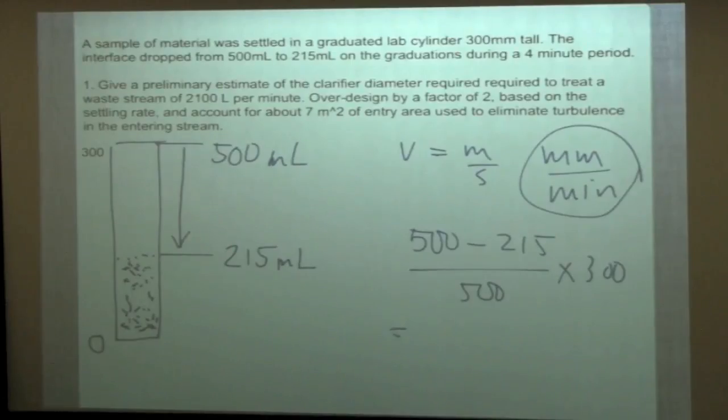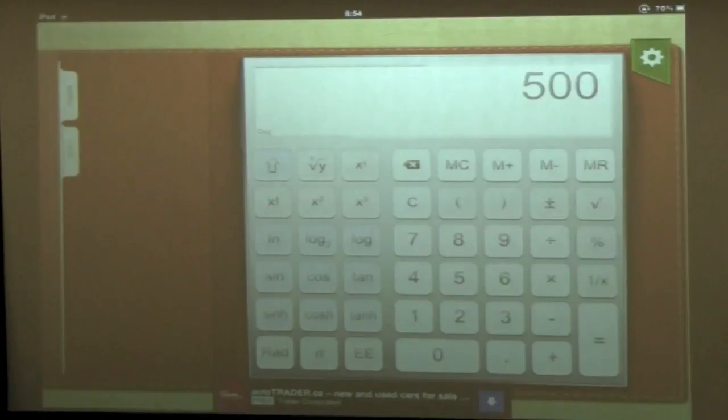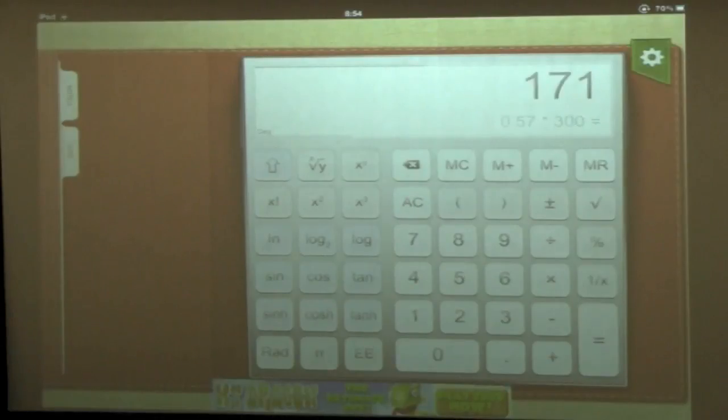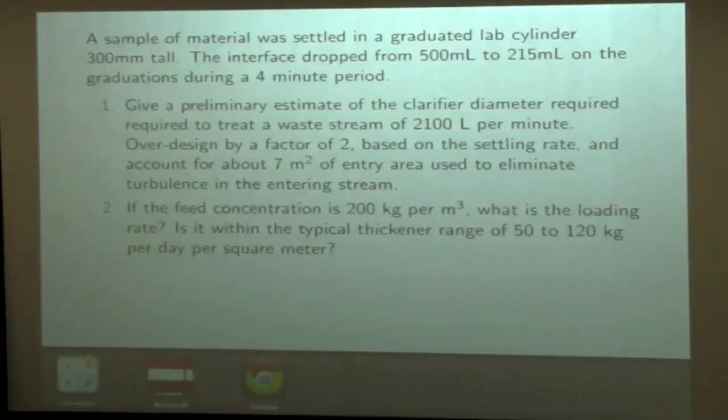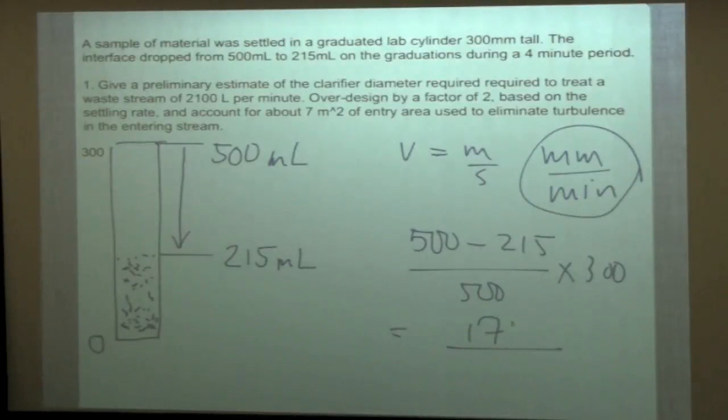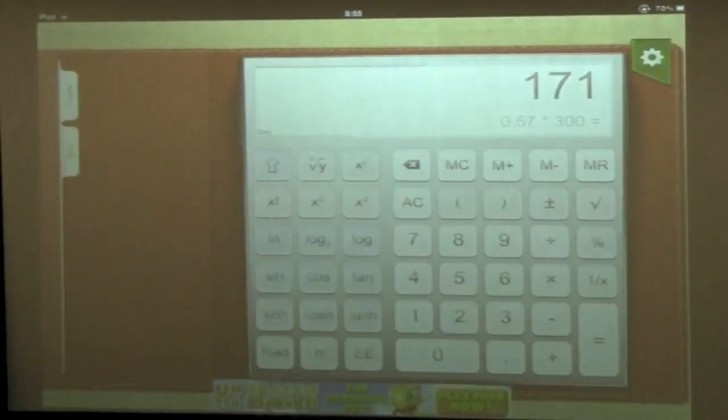And that's going to give me some numbers. So 500 minus 215 is 171. So I've dropped 171 millimeters in 4 minutes. So divide by 4. It's 42, 43 millimeters, let's say, per minute.